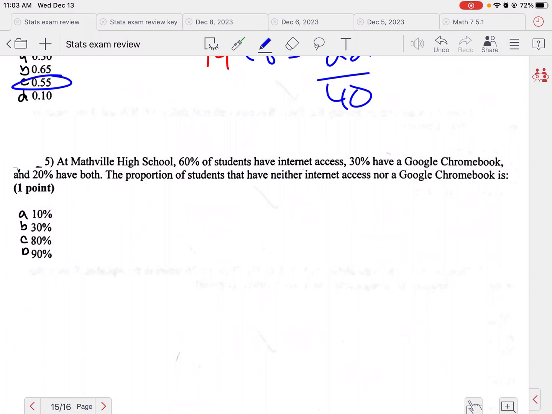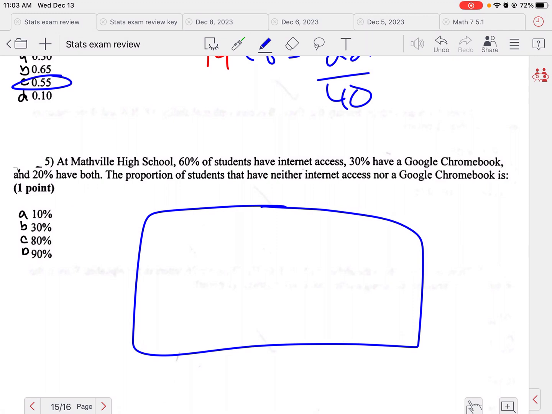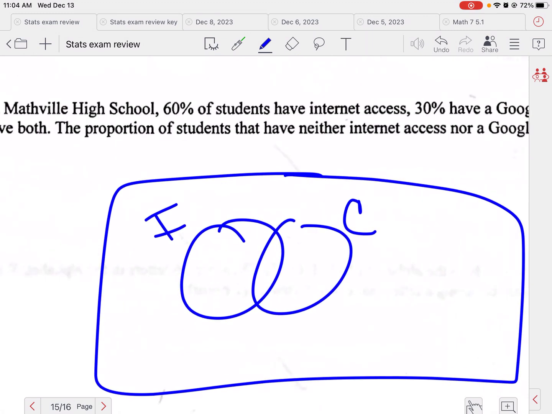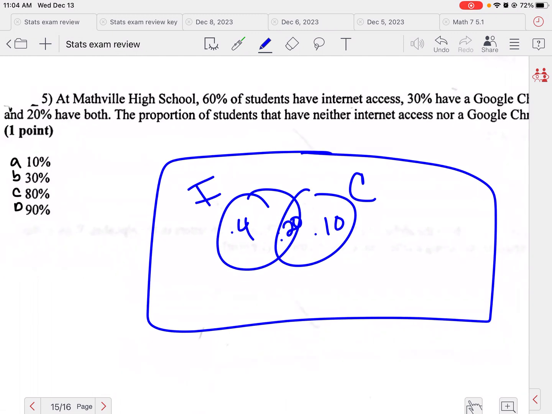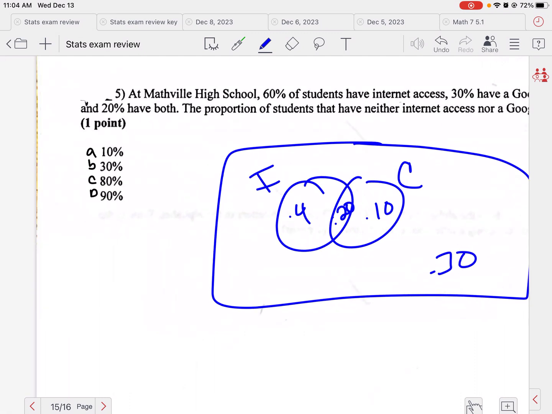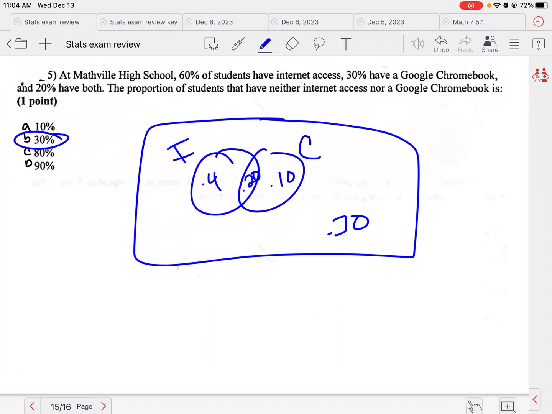At Mathville High School, 60% of students have internet access, 30% have Google Chromebooks, and 20% have both. The proportion of students that have neither Google Classroom or internet. So I always like to draw a Venn diagram for this. So both is 20%. The whole of Google is 30, so then my left over here is 10%. The whole of students who have internet access is 60, so my leftover is 40. 40 plus 20 plus 10 would be 70%, so that means 30% are outside of here, and that means my answer is also 30% because 30% don't have a computer or internet access, because we'd want to make sure that all 3 of those are counted there.